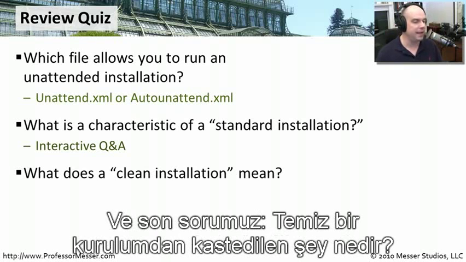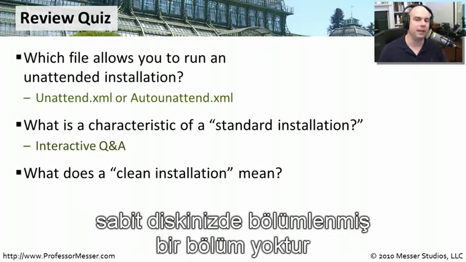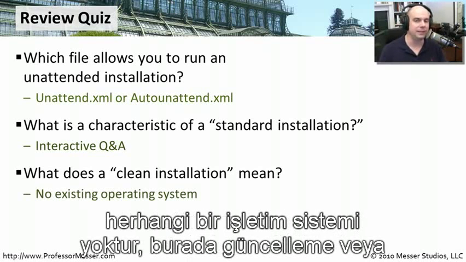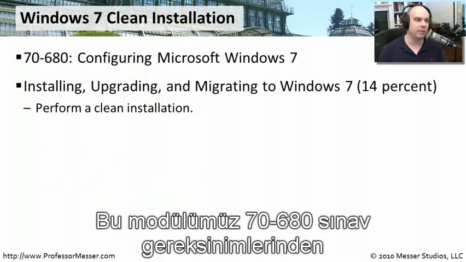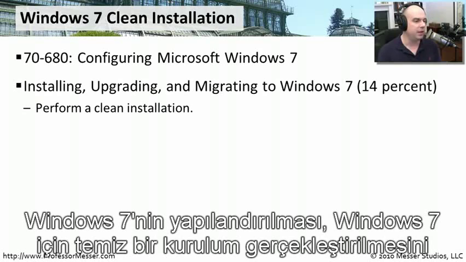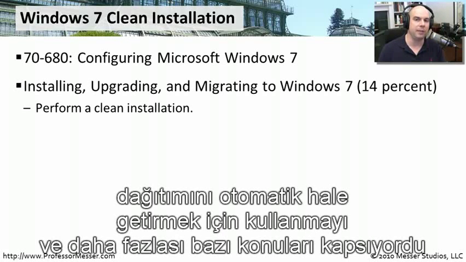And lastly, what does a clean installation mean? Well, when a clean install is exactly what we did in this scenario, there was nothing on the hard drive, nothing was partitioned, there was no existing operating system there that we would need to upgrade, migrate, or in some way dual boot to. That covers our requirements from this module on the 70-680 exam for configuring Windows 7. We've now done a clean installation of Windows 7, and we can now use that information to start building on it, to create some auto-attend capabilities, to automate the deployment of Windows 7, and much more.